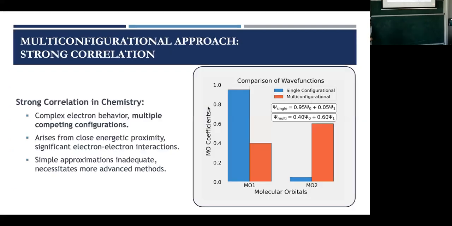So what kind of problems can be studied using these quantum computers? So one is the strong correlation. Yeah, this wave function is not normalized. This is just for illustrative purposes.